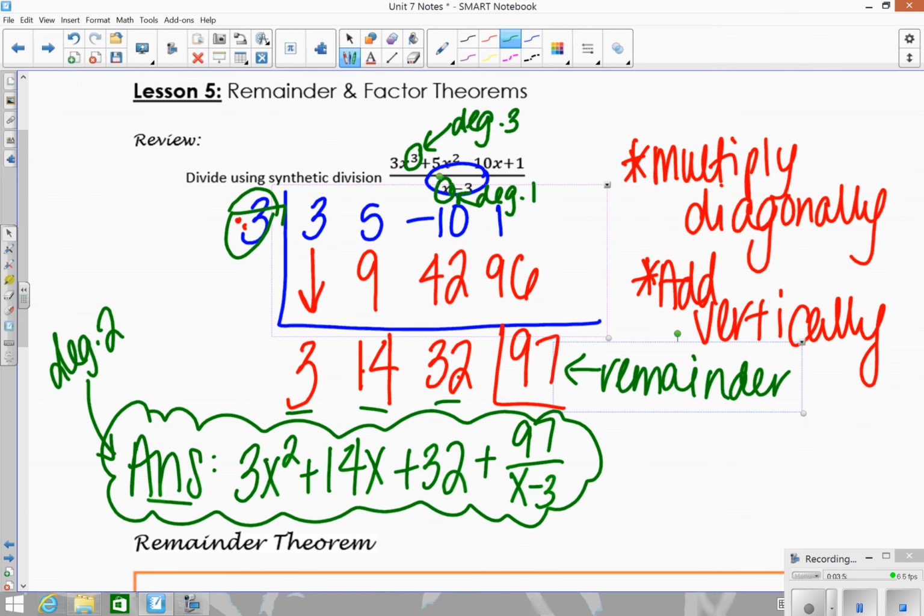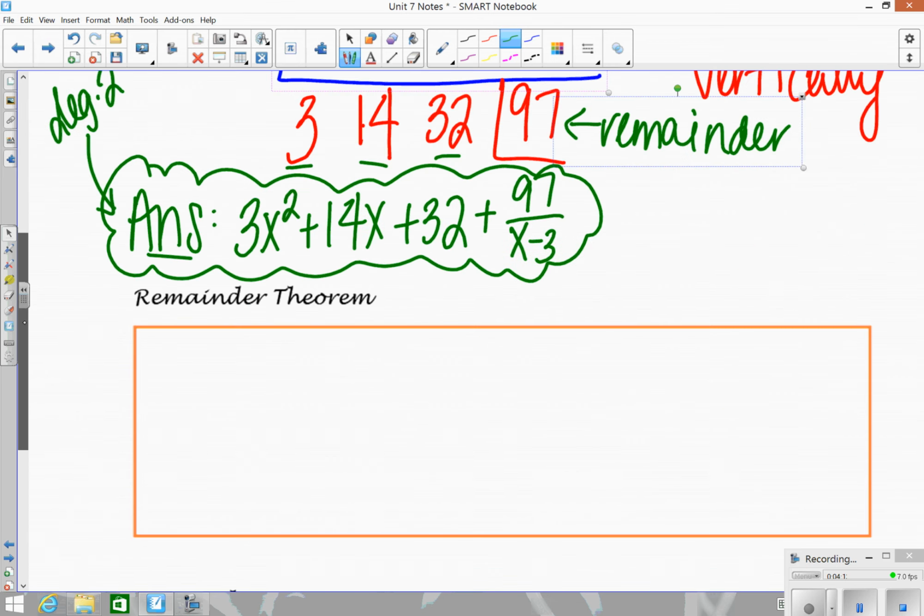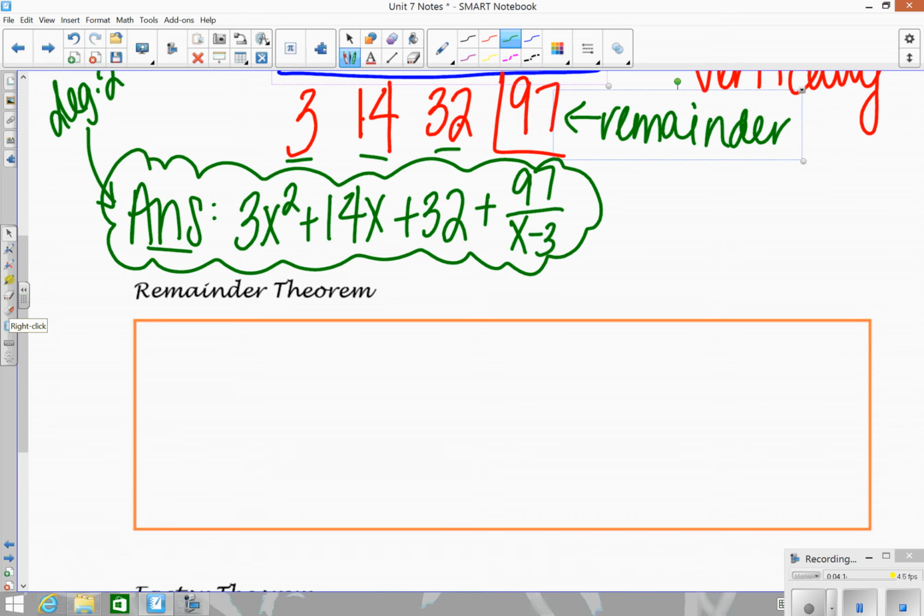So the theorem is saying that if I take 3 and plug it into the polynomial on top for x, so 3 times 3 raised to the 3 plus 5 times 3 squared minus 10 times 3 plus 1, you would get 97. So that's just another way of finding the remainder.